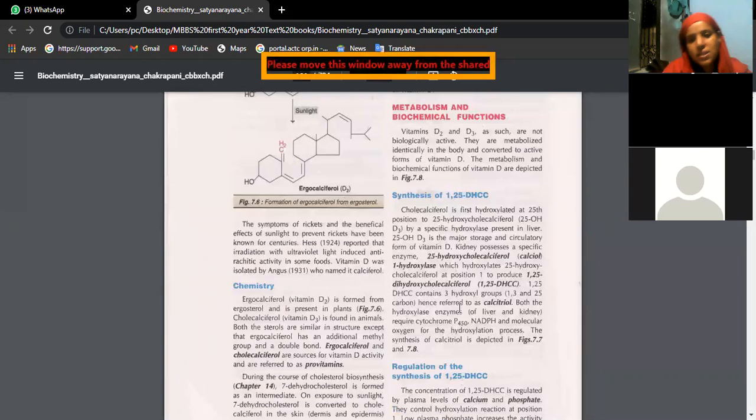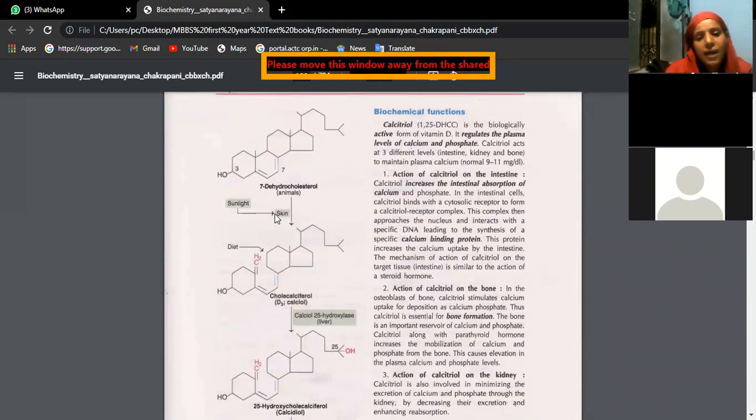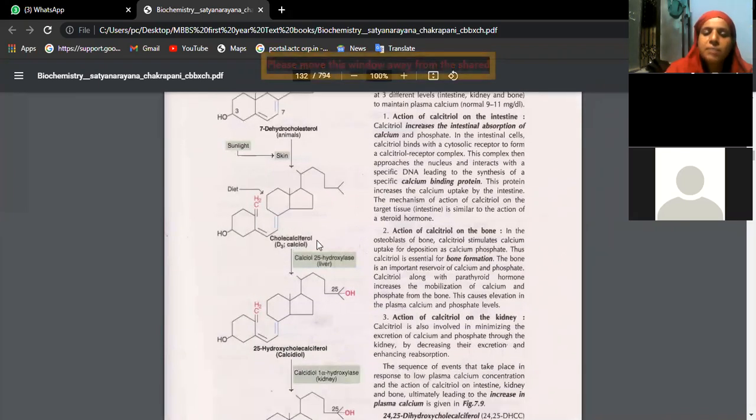So, synthesis. See here, this is a very good picture, which you have to understand. In the animals, like in the skin, we have 7-dehydrocholesterol. When we expose ourselves to sunlight, what happens? The skin converts 7-dehydrocholesterol to cholecalciferol, that is D3. In the presence of the calciol 25-hydroxylase enzyme, cholecalciferol is converted to 25-hydroxycholecalciferol. This first step takes place in the liver.